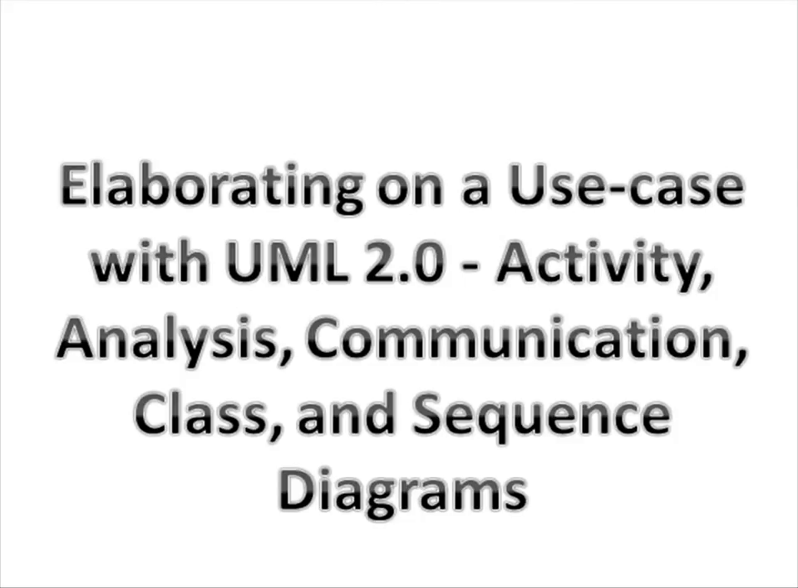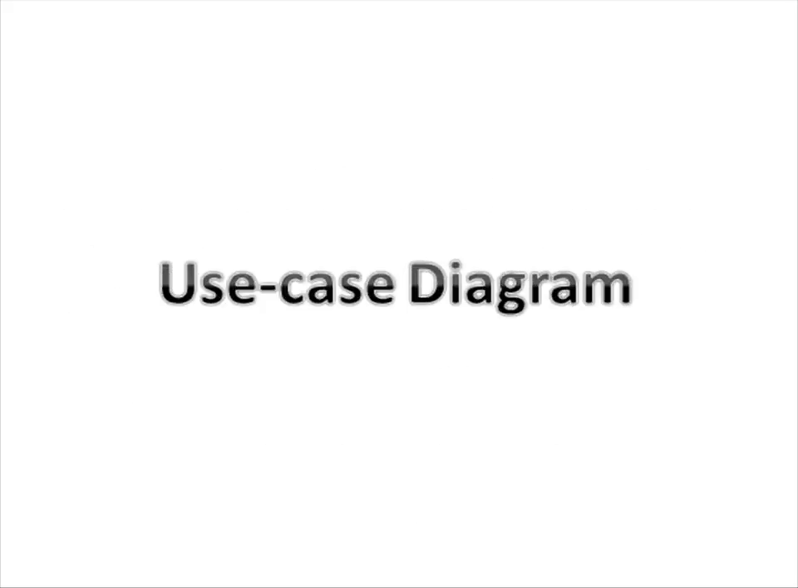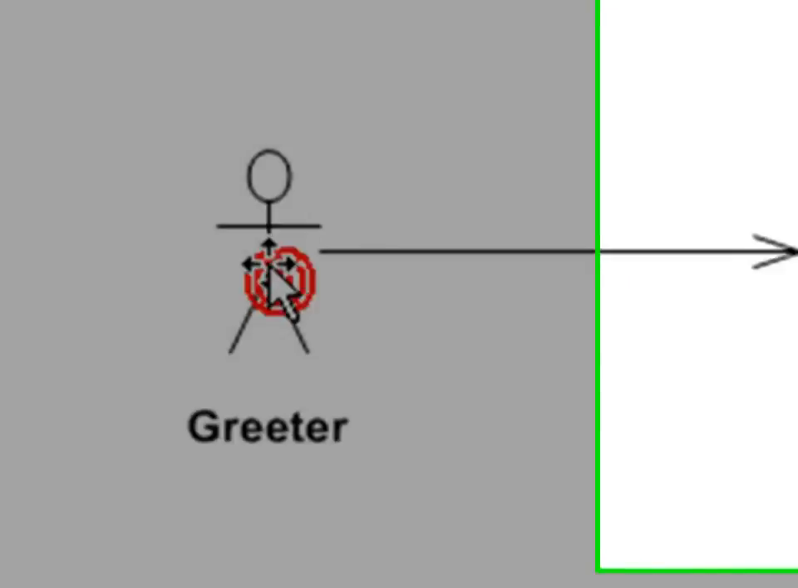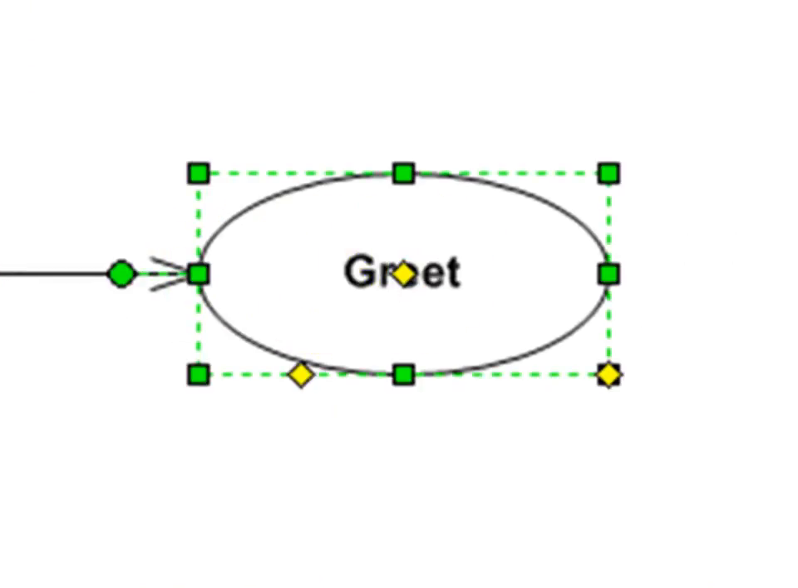Elaborating on a use case with UML 2.0: Activity, Analysis, Communication, Class, and Sequence Diagrams. The use case diagram. This is a simple use case scenario that describes how a greeter might greet customers at a store when they come in.